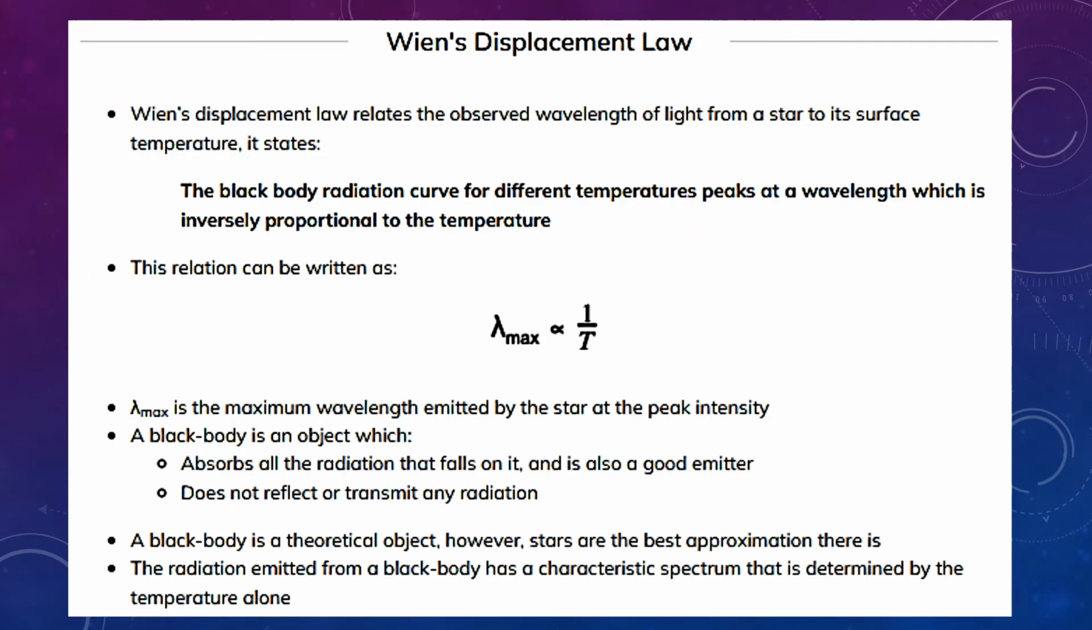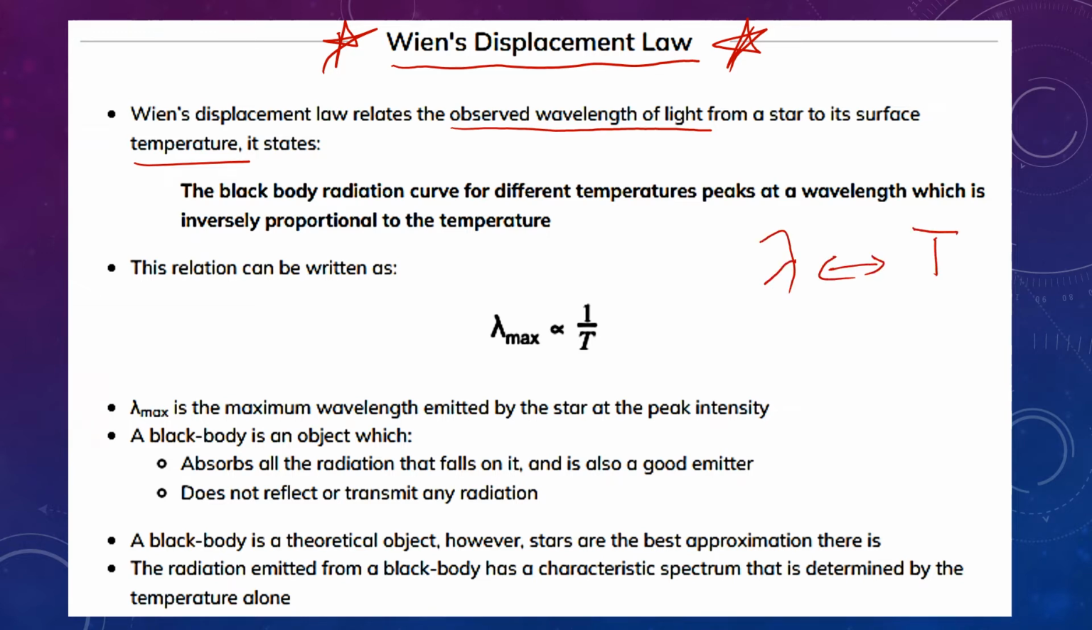Okay, now the Wien's displacement law. This is a very important law, very important law. You have to memorize its definition, the statement, and the equation as well. So Wien's displacement law relates the observed wavelength of light from a star to its surface temperature. So this is basically the relation between the wavelength and the temperature. Observed wavelength, the wavelength that you will observe here on the Earth. So it is defined like this.